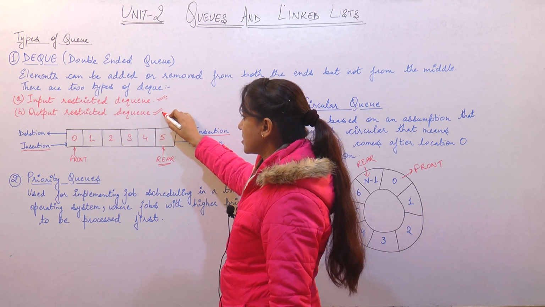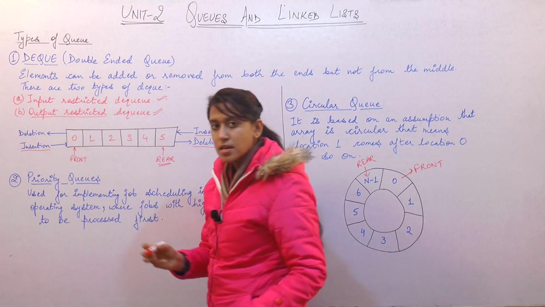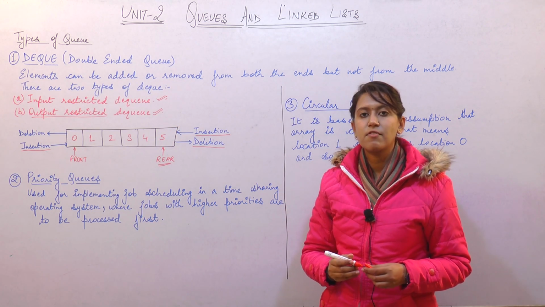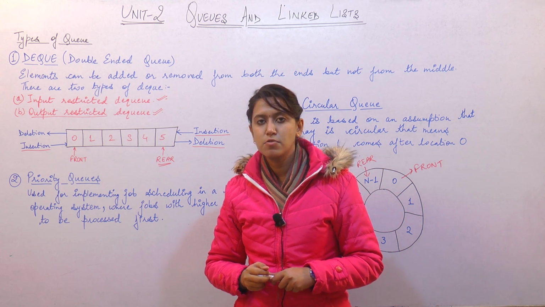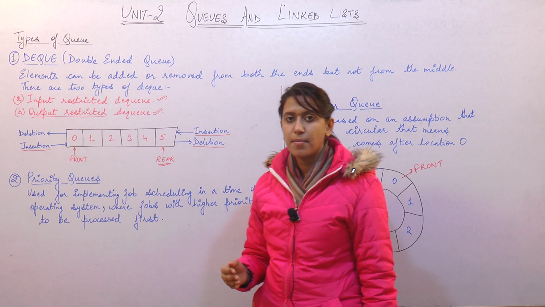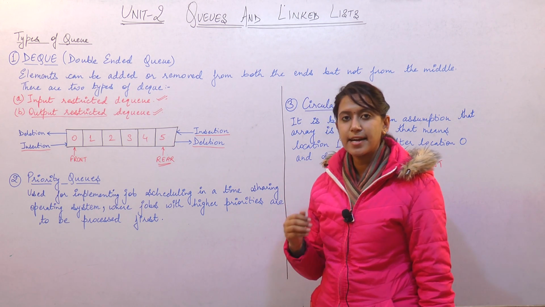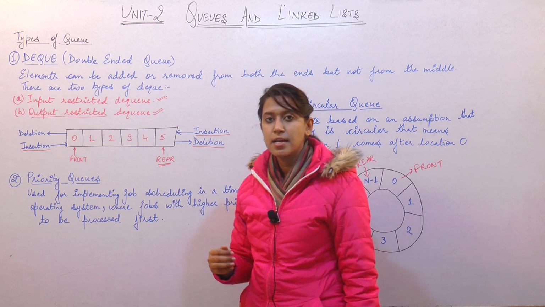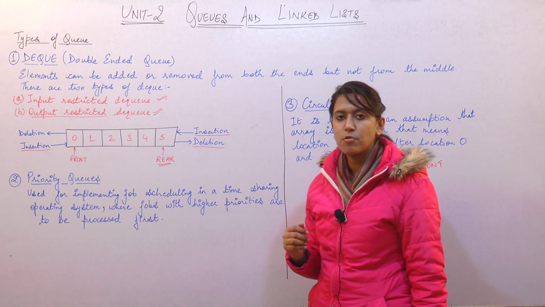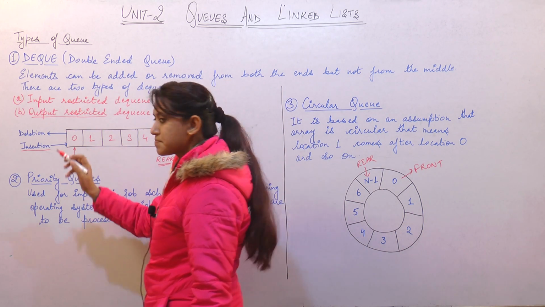And in output restricted DQ, as the name suggests, output restricted means the new element that we want to insert in our DQ can be inserted from both the ends, but the already existing element that we want to delete can only be removed from one end. That's why we are calling it output restricted.